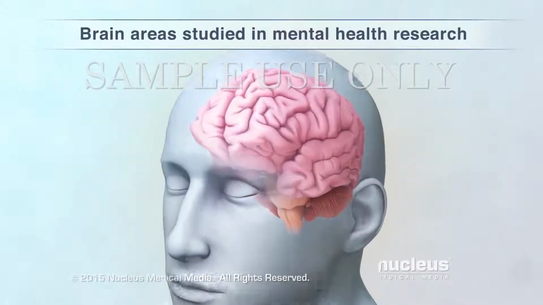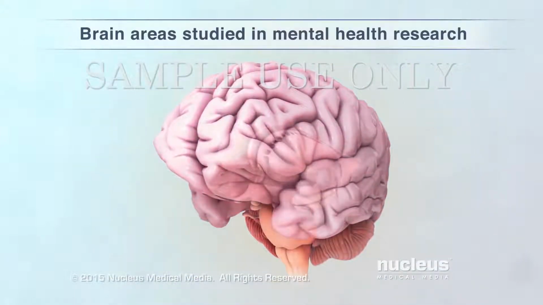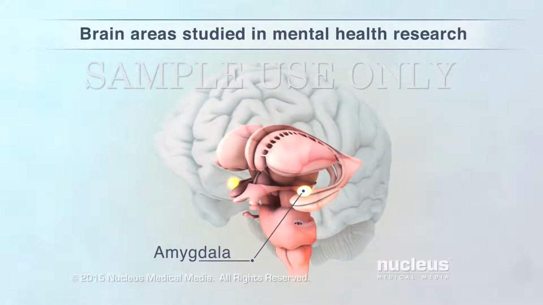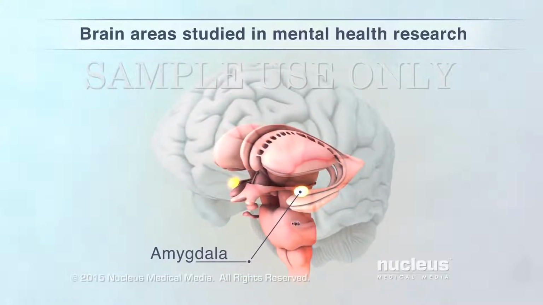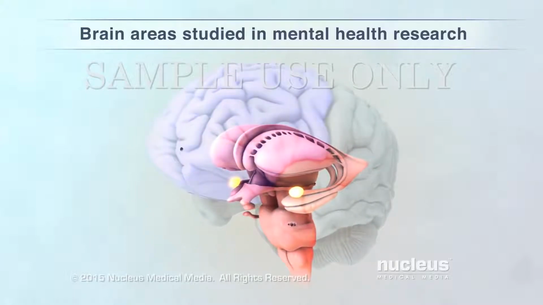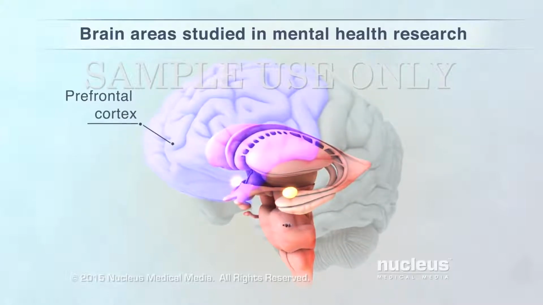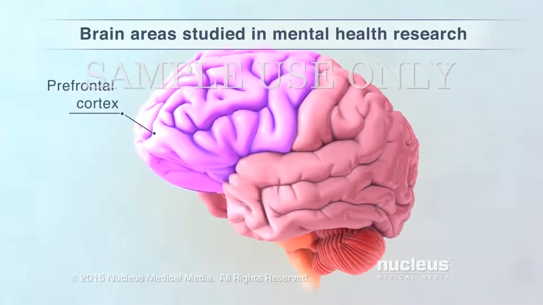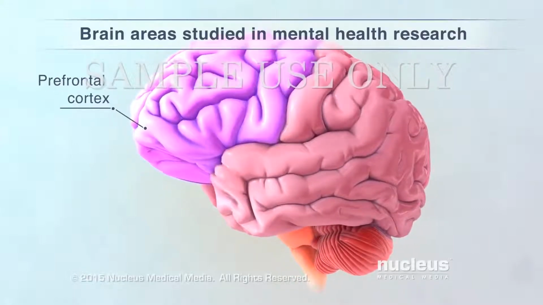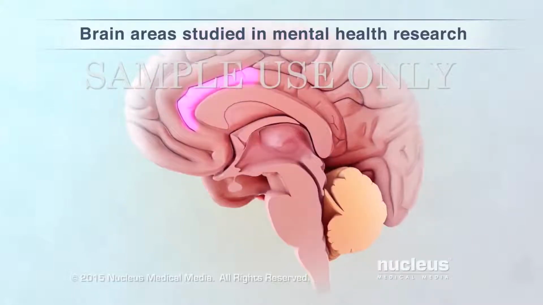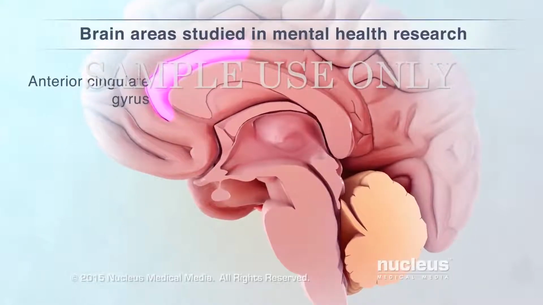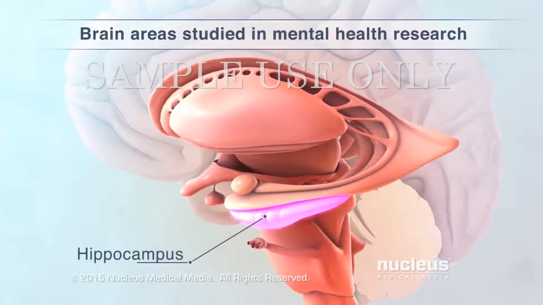Scientists study how certain brain areas affect mental health. For example, the fear area of the brain, called the amygdala, helps you avoid harmful things and escape danger. In addition, the amygdala works with the prefrontal cortex to control your response to fearful and stressful events. The prefrontal cortex also helps you make decisions, solve problems, and recall memories. The anterior cingulate cortex helps you focus on tasks and control emotions. The hippocampus helps make and store new memories.